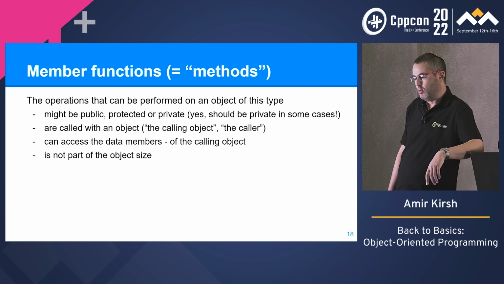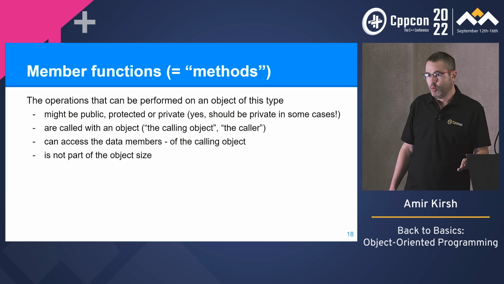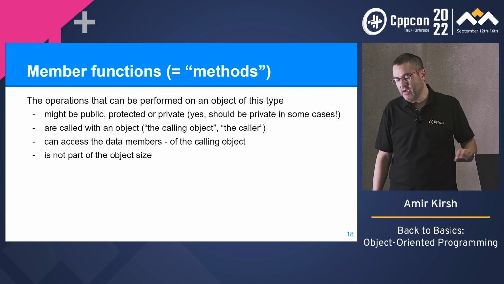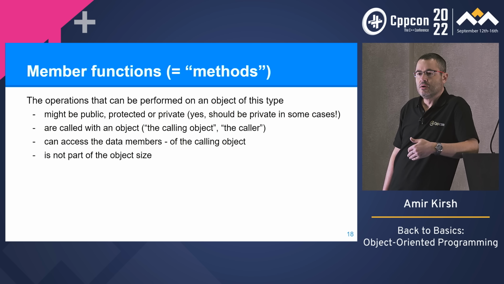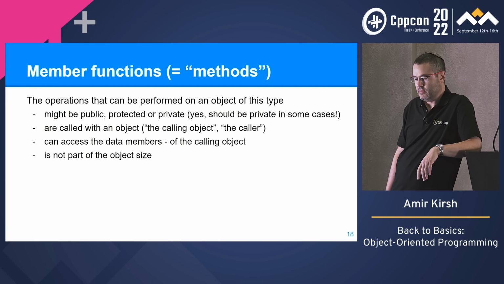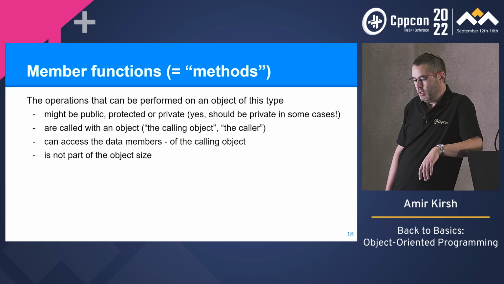Member functions. The operation that can be performed on an object, it might be public, even though we may want to have private member functions. In fact, helper functions, things that we do not want to expose, keep them private, even if they are methods. We need an object to call the method, and then the method can access the members of the class. And it is not part of the object size, of course. So if I want to emphasize, I would emphasize these things.